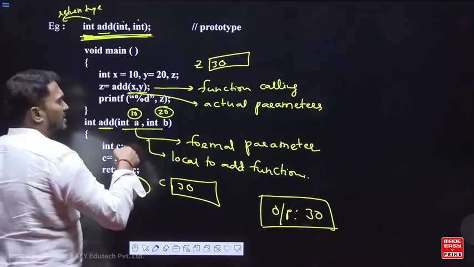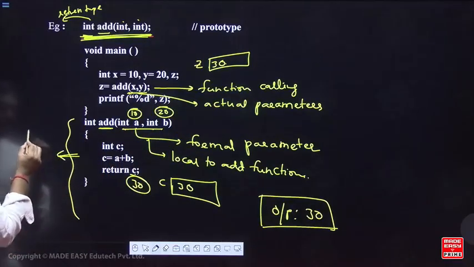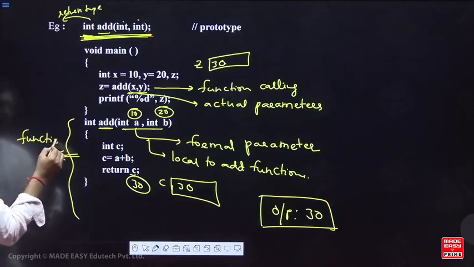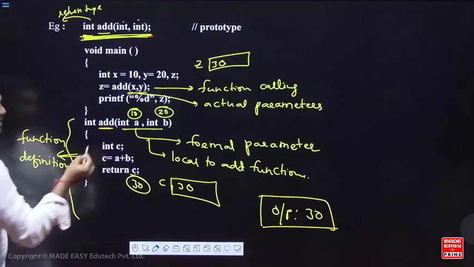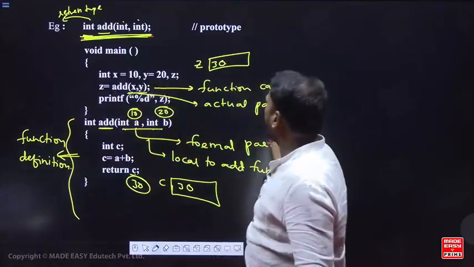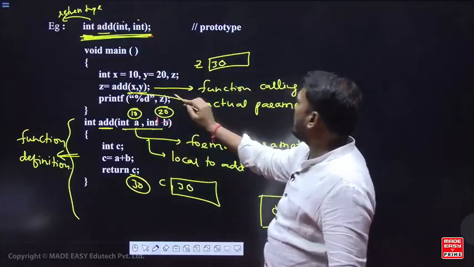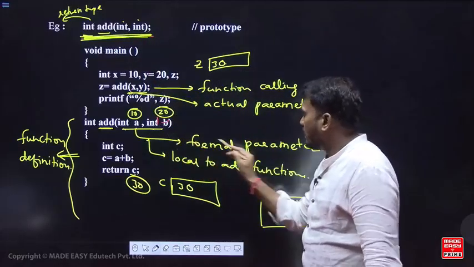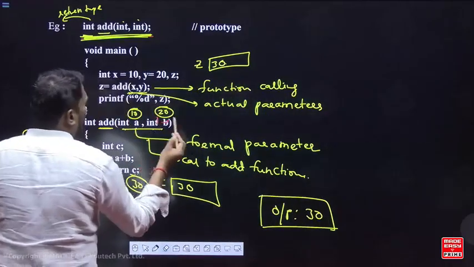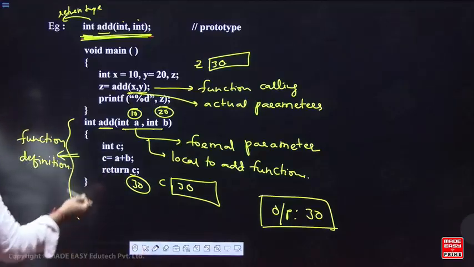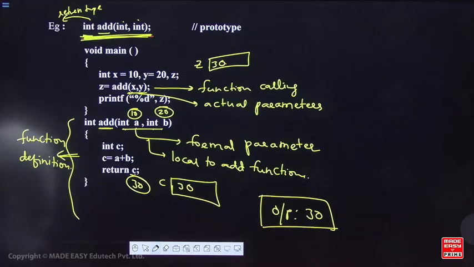So what are the important points in this? This is called as a function calling, and next this is called as what? This is called as a function definition. And this is called as a function calling, and this is called as a prototype or function declaration. These are called as the actual parameters, and these are called as the formal parameters, and they are called as what? Local to add function. Is all that clear? So copy all the points. See, these are all just the basics.